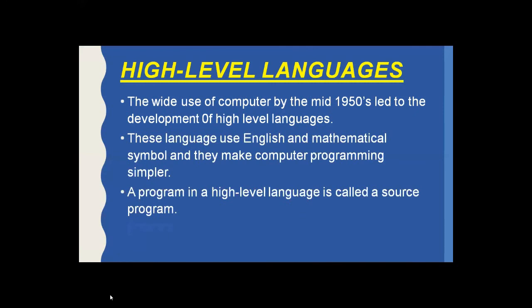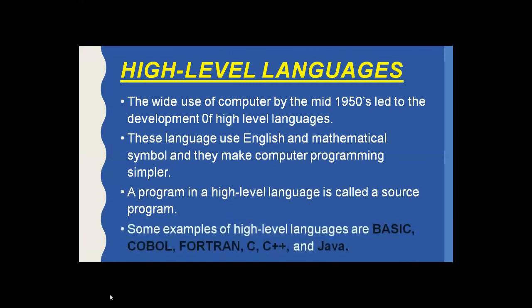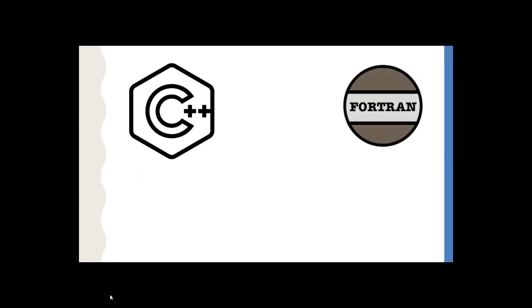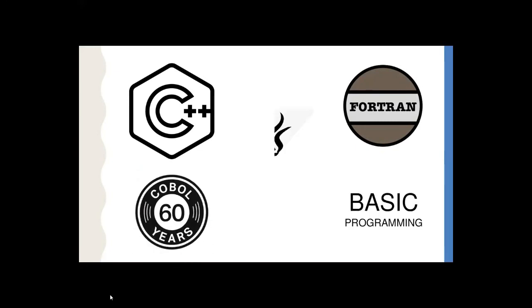A program in a high level language is called a source program. Some popular examples of high level languages are Basic, COBOL, Fortran, C, C++, and Java. Here we have some important and famous languages: C++, Fortran, Basic, COBOL, and Java. These all are high level languages.